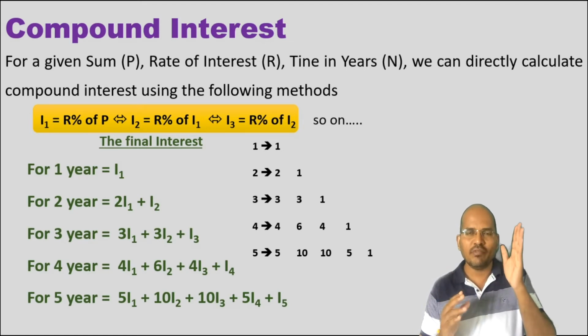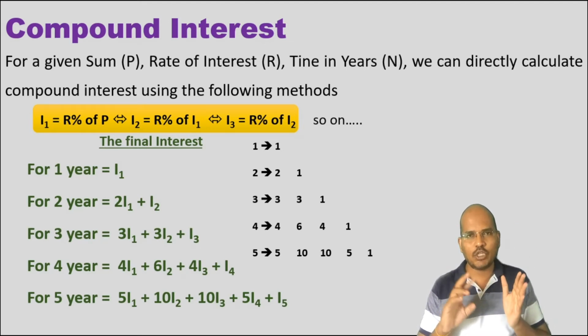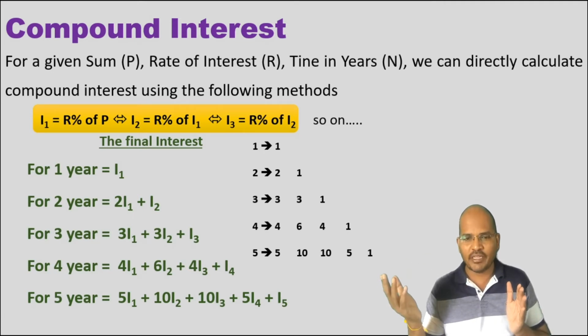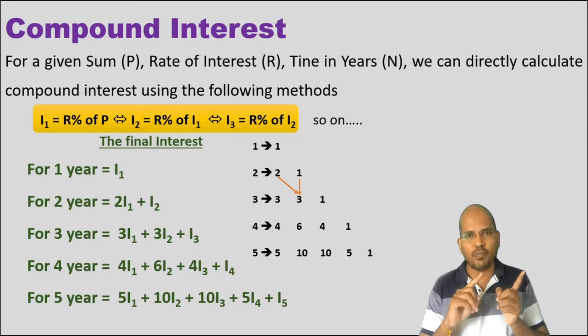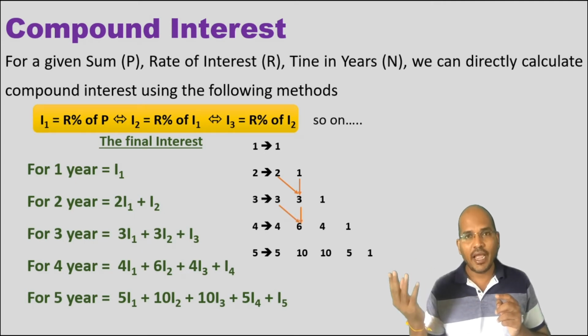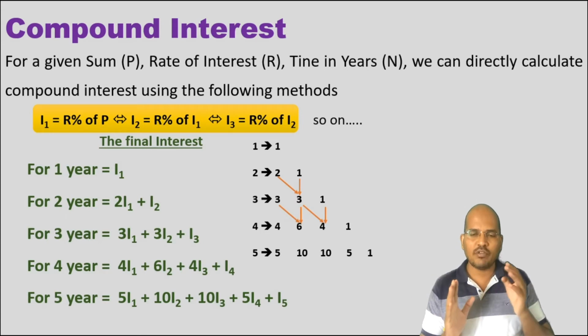Now the first year is 1, the second year is 2 and 1. Now for the third year, how do you calculate it? The second term is calculated by adding 2 plus 1. It is 2 plus 1 is 3. It is 3, 3, 1. Now for the fourth year, 3 plus 3 is 6 and 3 plus 1 is 4. You get 4, 6, 4, 1.